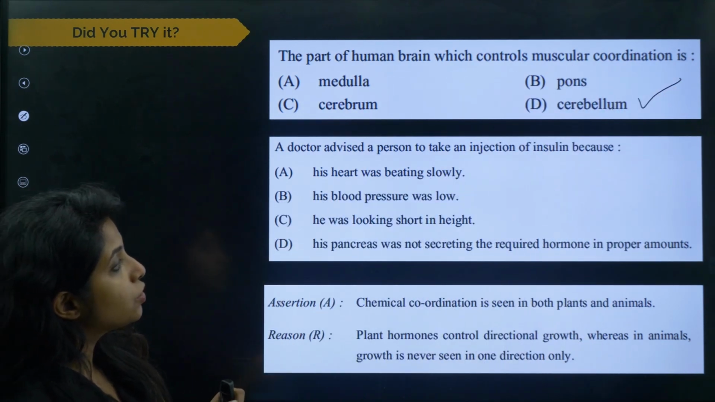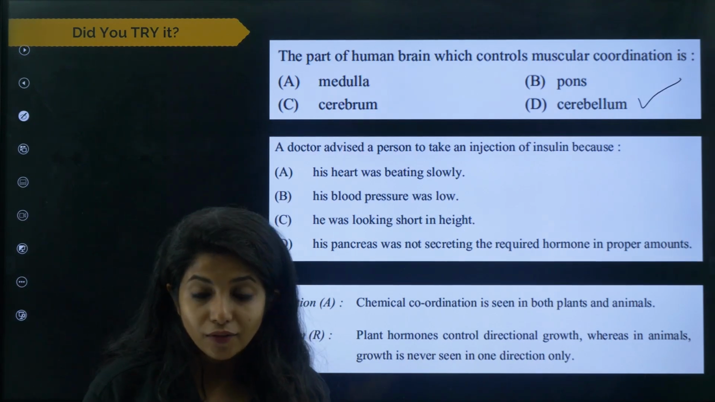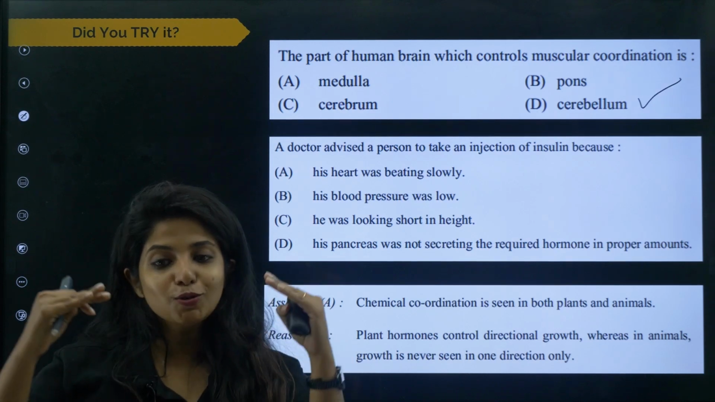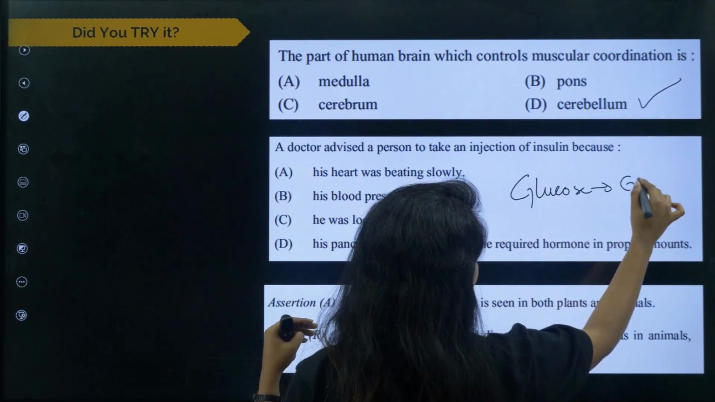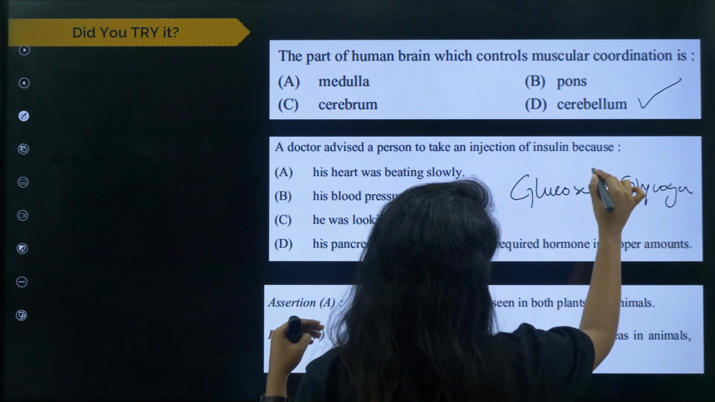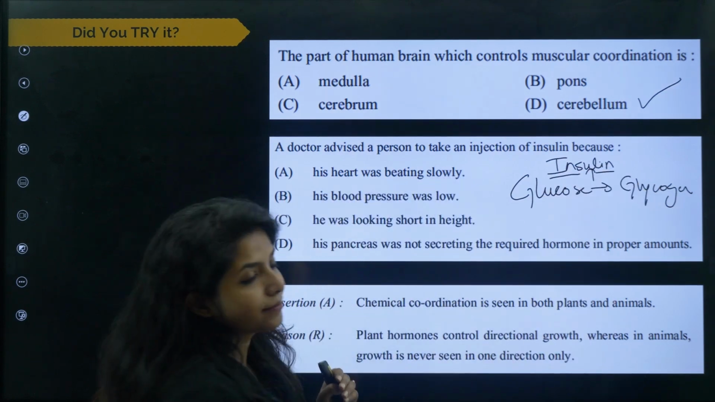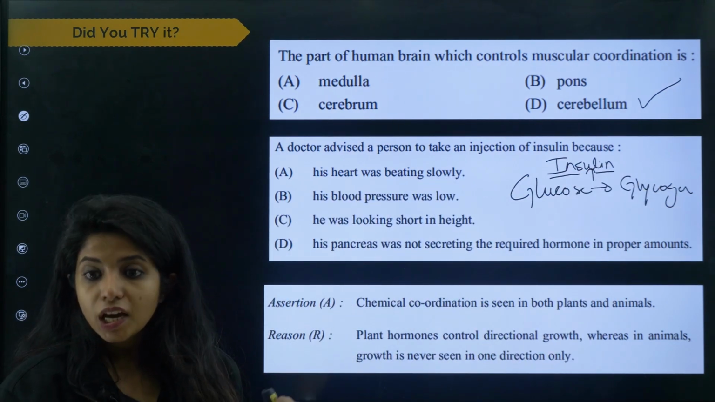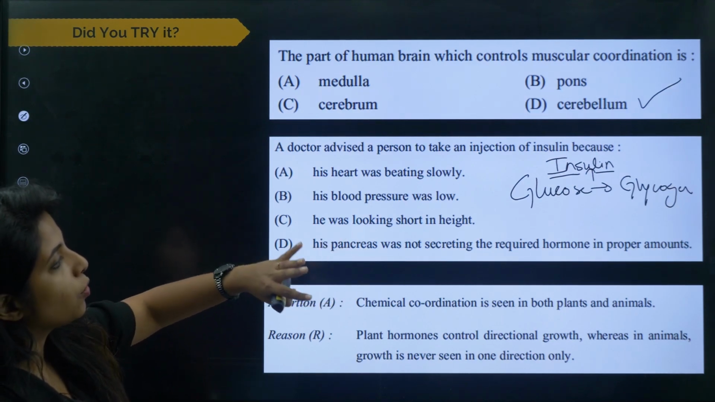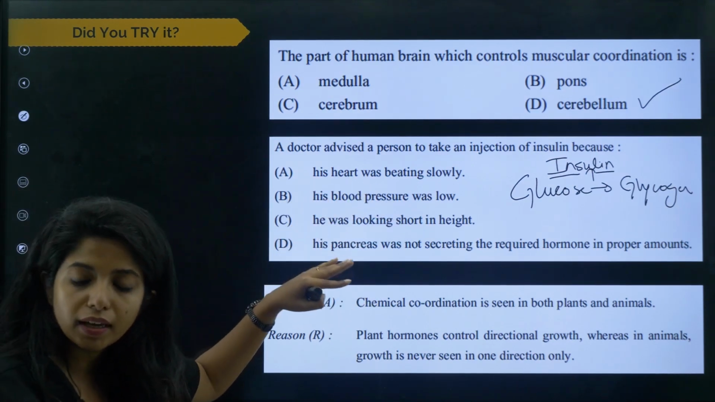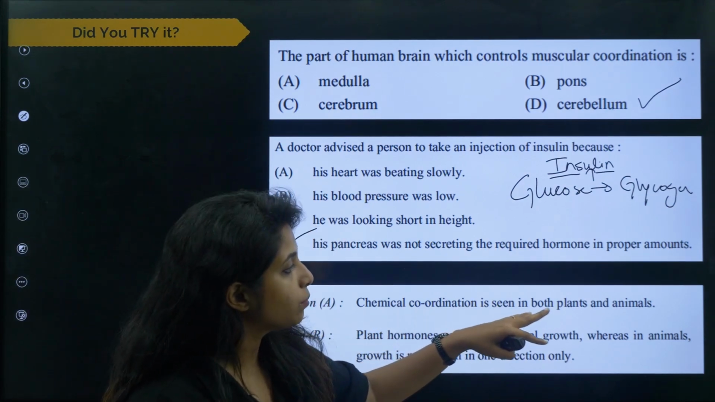A doctor advised a person to take an injection of insulin. Why does a person need to take an injection of insulin? Whenever the glucose is too high, you need to convert the glucose to what? Glycogen. And this is done with the help of what, children? Insulin. So basically when the pancreas is not secreting enough insulin, that's when the doctor says that you have to take the shots of it.